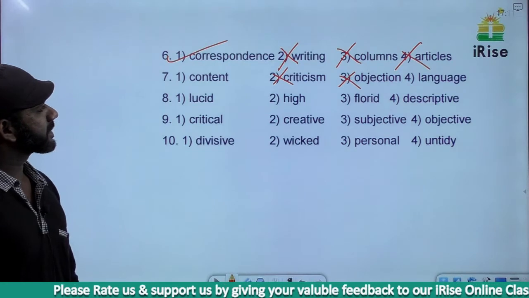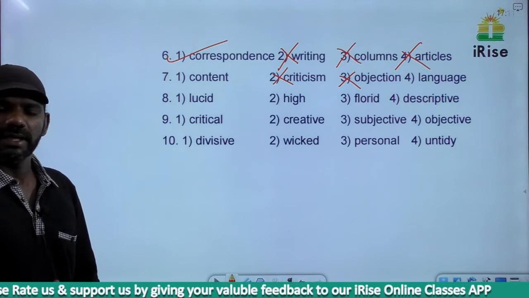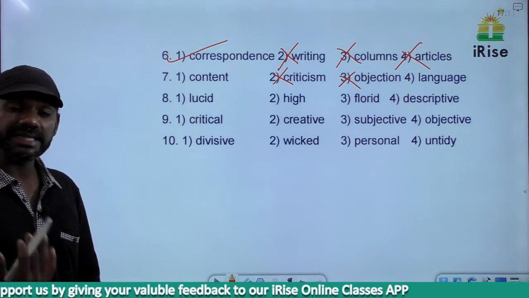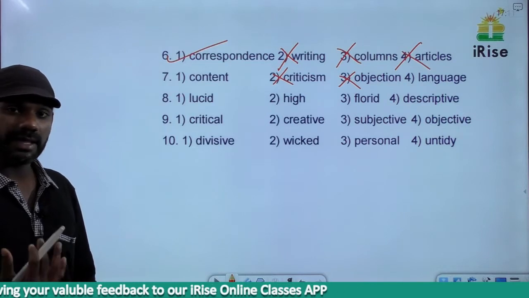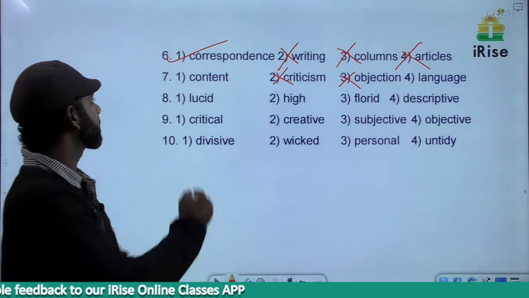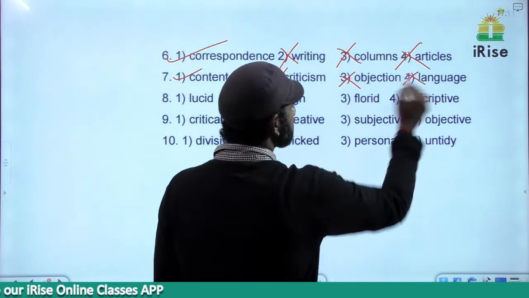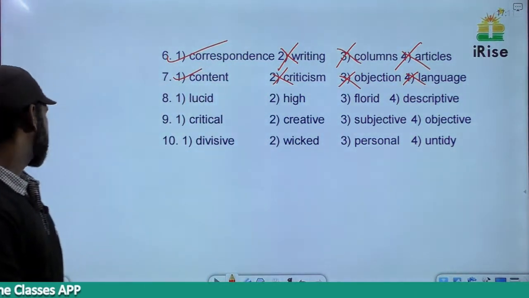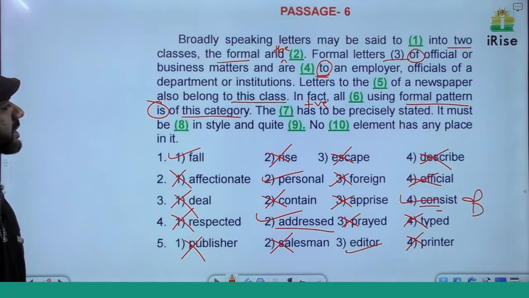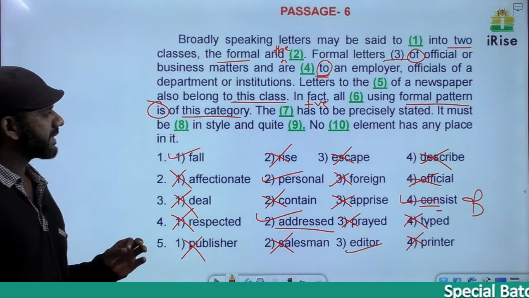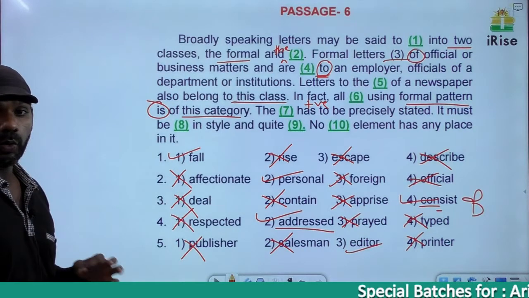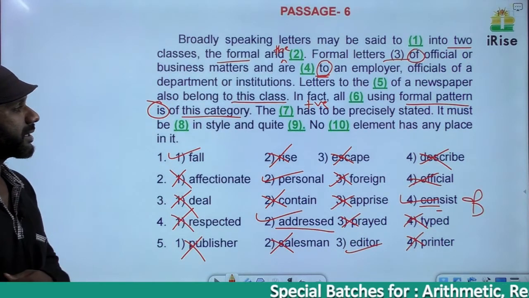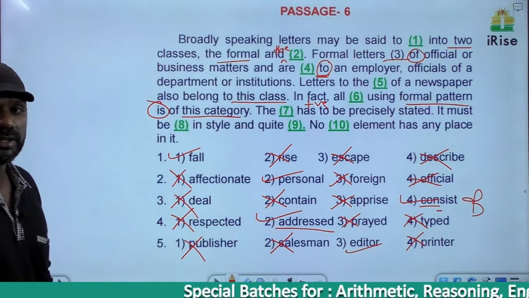Now we have 2 options left, content and language. Can the language be precisely stated? No. The language cannot be precisely stated, eliminated. It must be content. The content has to be precisely stated. It must be dash in style and quiet dash. That means the content must be dash in style.